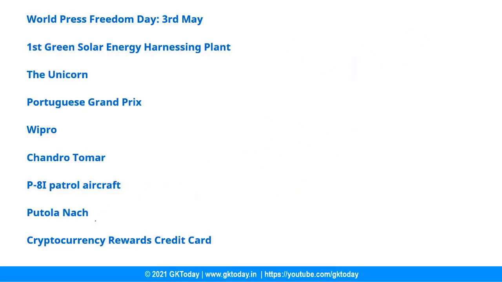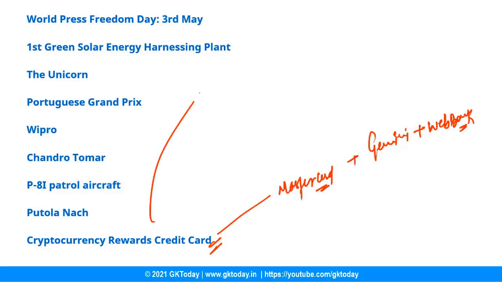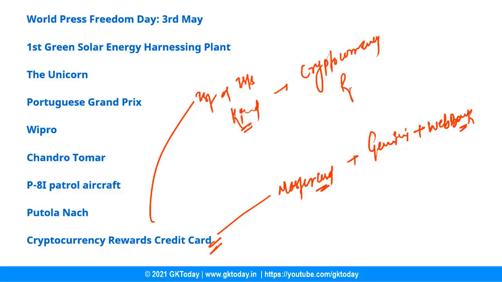Next is Pitola Nach. So first thing first, it is a string puppetry, and it is related to the state of Assam. Last is cryptocurrency rewards credit card. So recently MasterCard collaborated with Gemini and Web Bank to launch first of its kind cryptocurrency rewards credit card.